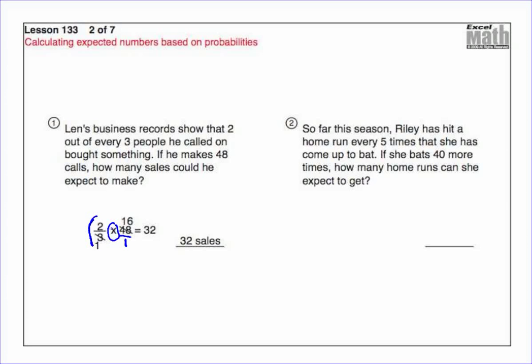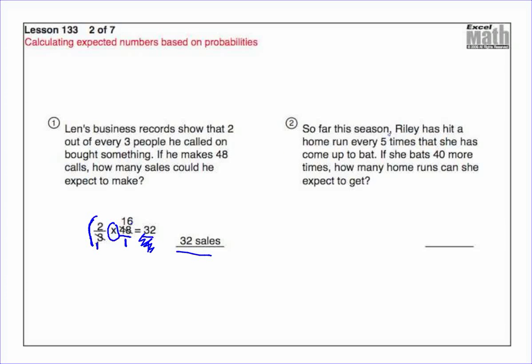And so you're going to do 2/3 times 48. 48 and 3 can both be divided by 3. That becomes 1. 48 divided by 3 is 16. 2 times 16 is 32. 32 over 1, but you don't need to write that. So the answer is 32 sales. So just remember, probabilities are like fractions, and usually we're going to be multiplying probabilities times things to figure out what the expected outcome would be. So now go ahead and try number 2. Pause the video, turn it back on when you're ready to see the solution.